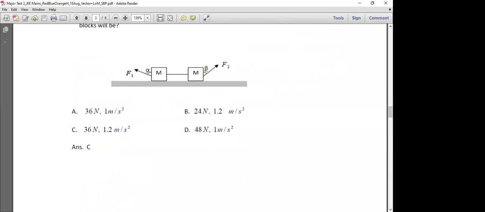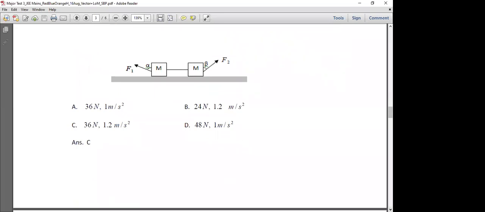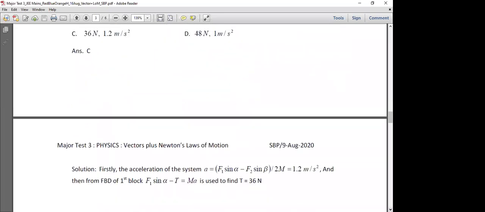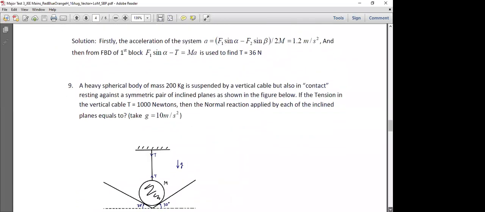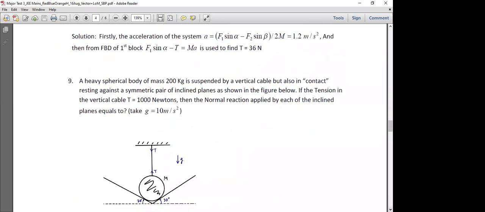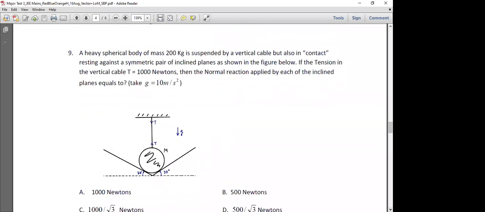Okay, so we have a few more questions to go in this, but we're out of time, so we'll pick it up in the next lecture. Okay. So we'll pick up the ninth question. I'll just give you a hint what to do in the ninth question. So in the ninth question, if you make a free body diagram of that sphere, you can see on that sphere, there will be normal reaction from this side, and by symmetry, the two normal reactions will be equal because they are at the same angles.